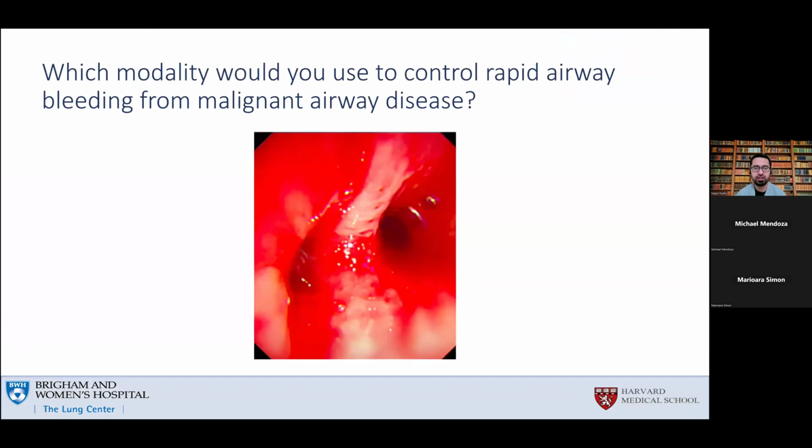First, which modality would you use to control rapid airway bleeding from malignant airway disease in this case? You're looking at the airway, at submucosal disease that is relatively diffuse, and you can see a lot of bright red heme right there. There's bleeding going on from the malignant disease. What would you use here? I absolutely would use APC here. You need something that is superficial, that can quickly spread across a wide swath of area, and that is pretty safe and will achieve results quickly. APC would be my go-to.